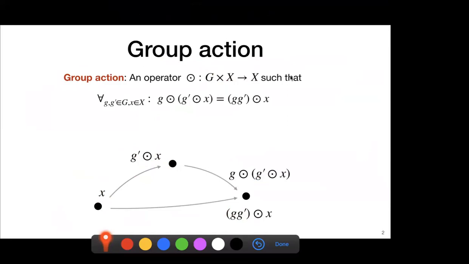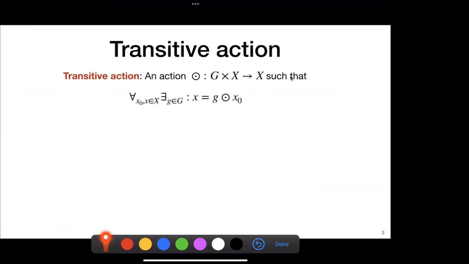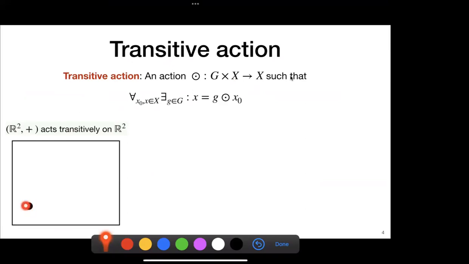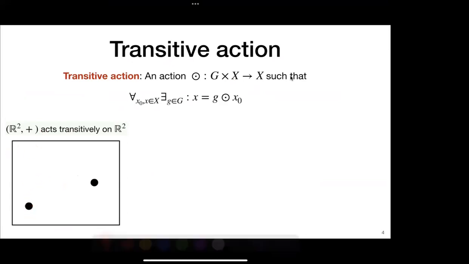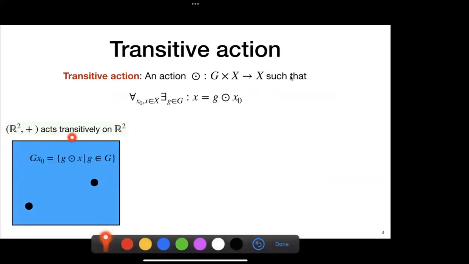Now, there's a special type of action which we call transitive action, which means that any point in space can be connected to another point in space by a group action. So if I pick, for example, some origin and I let the group act on this, I translate it, it brings me to another point in space. If I would have picked another translation, it brought me to this point in space. And the entire 2D plane can be reached with just this group action by moving the origin around. So that's what we call a transitive action.